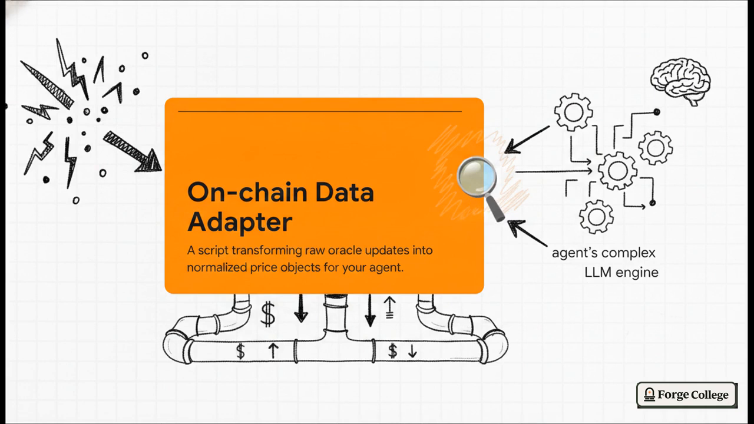It subscribes to a price feed, like Pyth, and seamlessly transforms those raw Oracle account updates into normalized price objects. It essentially acts as the translation layer, the plumbing, if you will, running right between the raw data oracle and your agent's complex LLM engine.